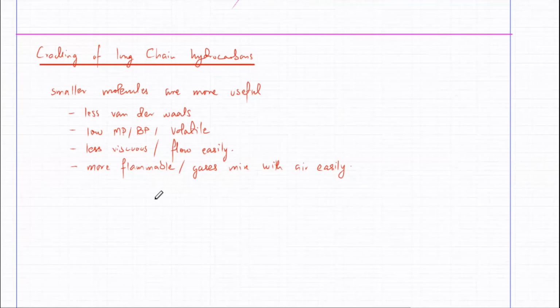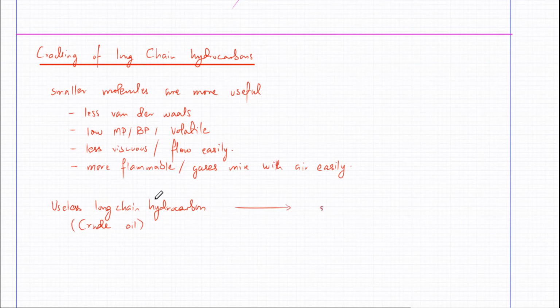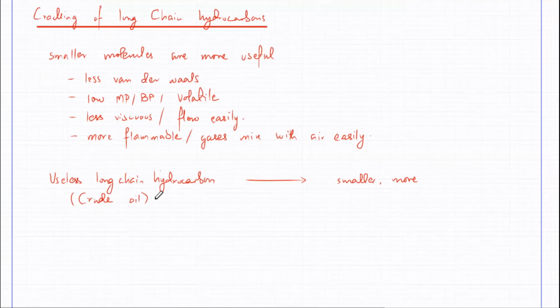So what cracking does is that less useful long chain hydrocarbons, which you get mostly from crude oil, are broken down into smaller, more useful hydrocarbons. Crude oil is that thick tar-like substance.